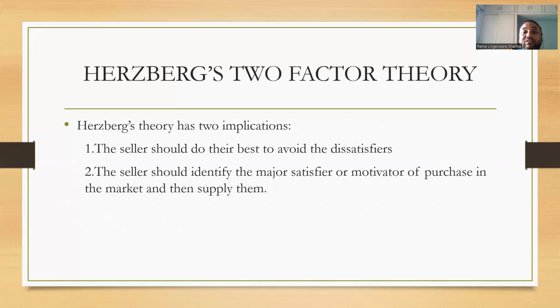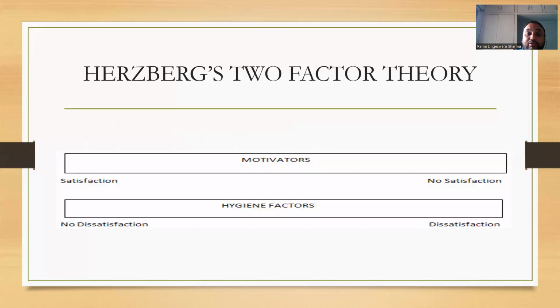Seller should identify the major satisfier or motivator of purchase in the market and then supply them. So another point is the seller should identify the major satisfier. What is the major satisfier? Like for the laptop, the speed and memory, like this, they will affect the purchase in the market, and the market has to supply these features. Okay. Now coming to the important diagram.